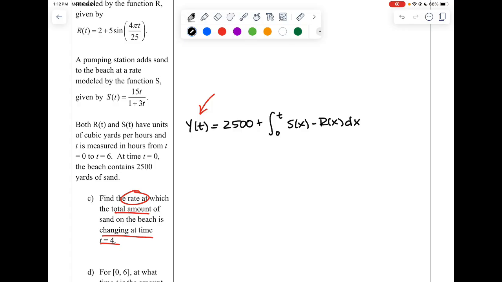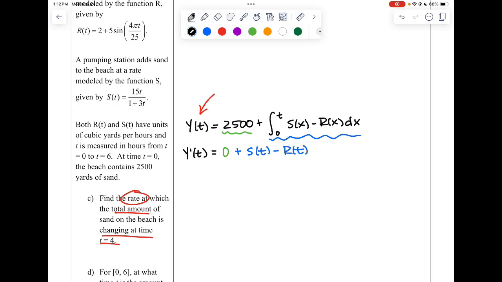And so what we want to do is find y prime of t. Okay, that's the rate of that total amount of sand. So I need to derive my function that we just wrote. So the derivative of 2,500 is 0. Okay, and now we need to derive the integrally defined function. So the derivative of the integral from 0 to t of s of x minus r of x is just going to be s of t minus r of t.